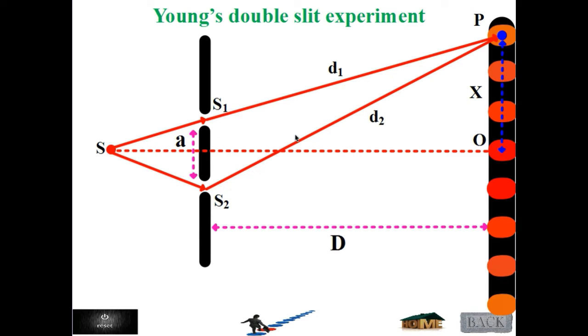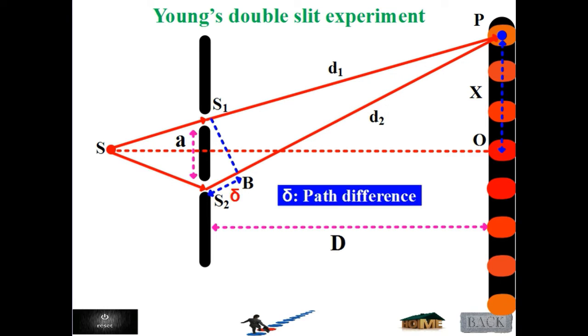But we can observe that D1 is less than D2. Then the light traveled from S2 to P a longer distance than the light travels from S1 to P. If we draw S1B, we can see that S2B is the extra distance that the light traveled from S2. And this extra distance, we call it the path difference, delta.